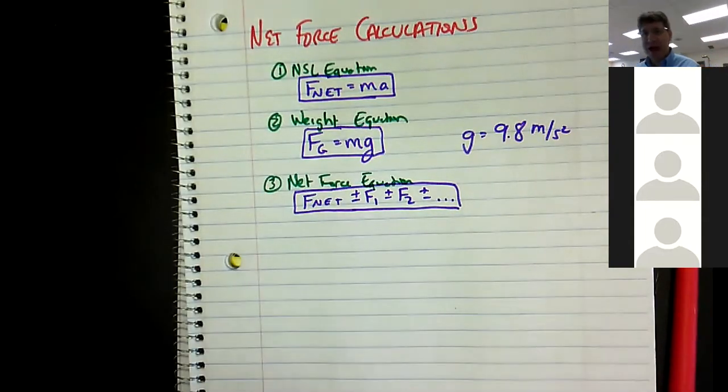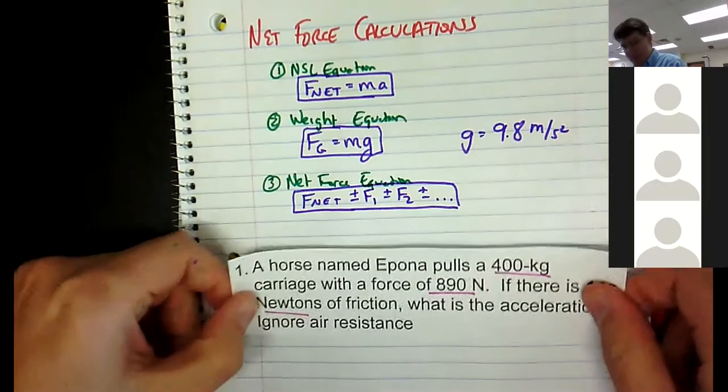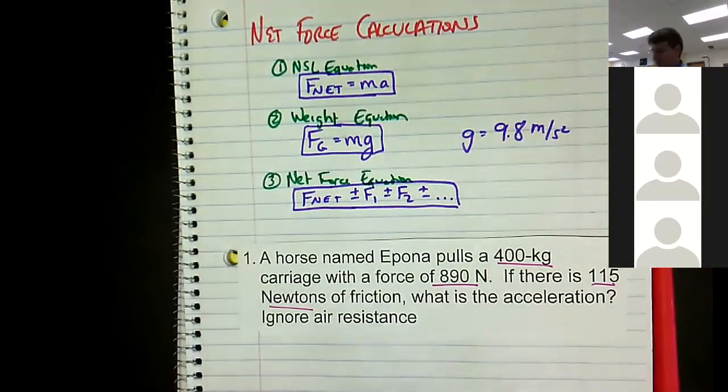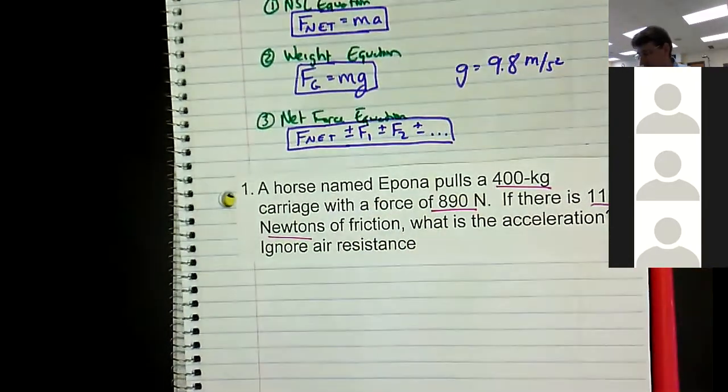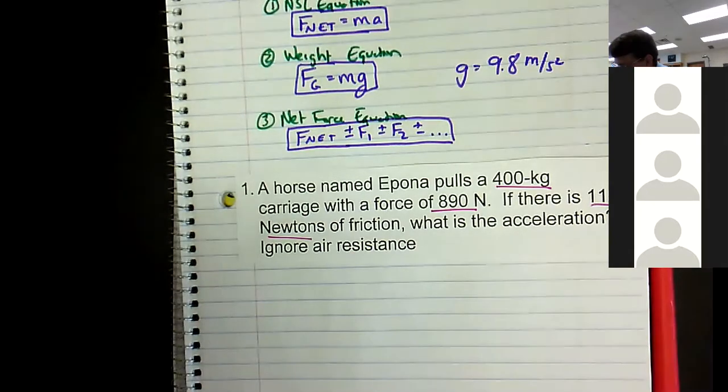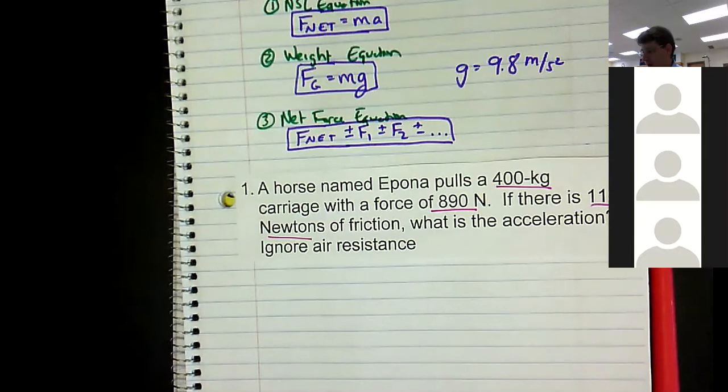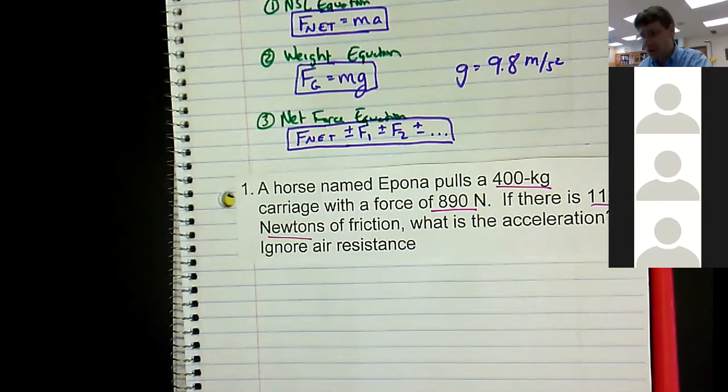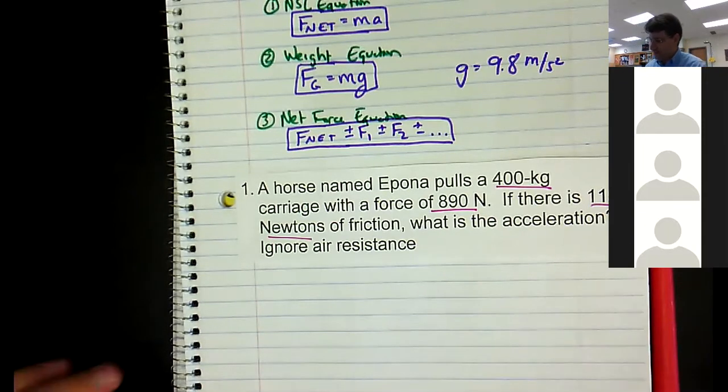We're going to do a couple practice problems together. So here's the first practice problem. You don't need to write down the problem itself, just show your work. A horse named Epona pulls a 400 kilogram carriage with a force of 890 newtons. There is 115 newtons of friction. What is the acceleration? Ignore air resistance.